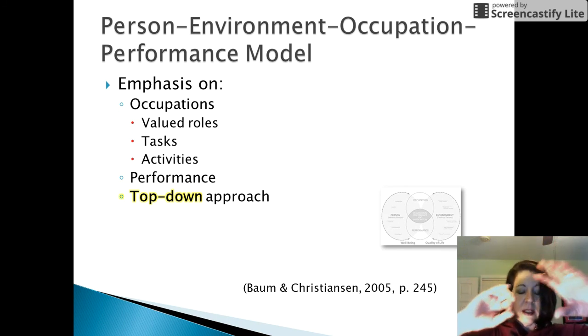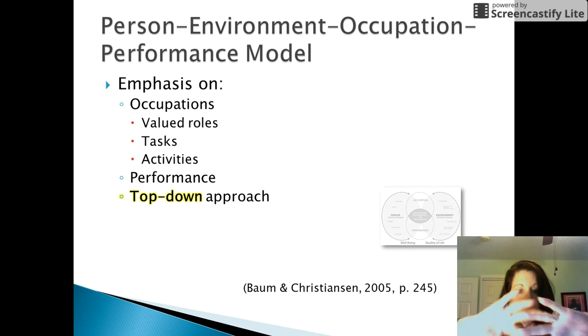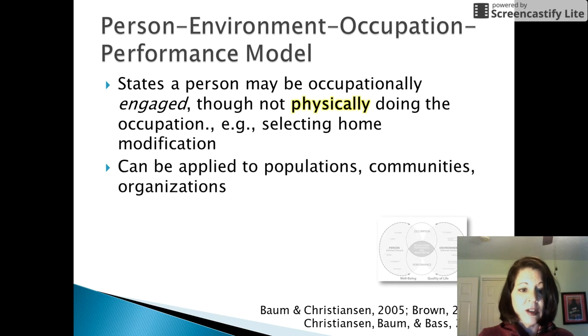Or if you consider the visual model, they start in the center and move outward in their approach to assessment and intervention. And they also are one model that specifically states that people can be occupationally engaged even though they're not physically doing the occupation.